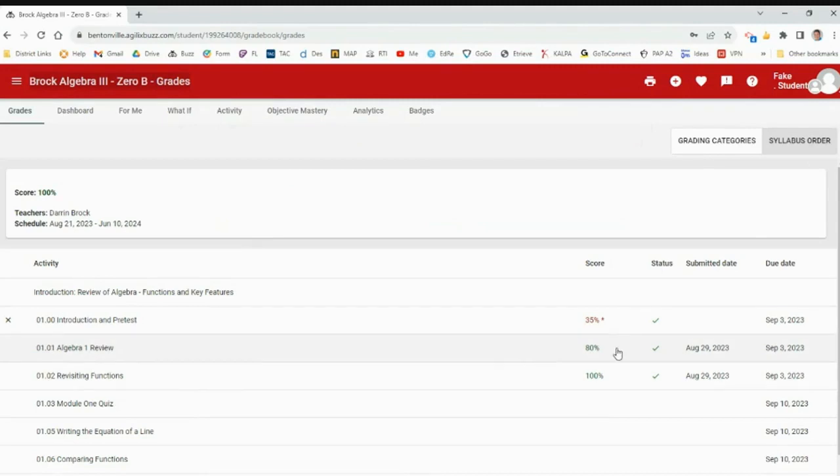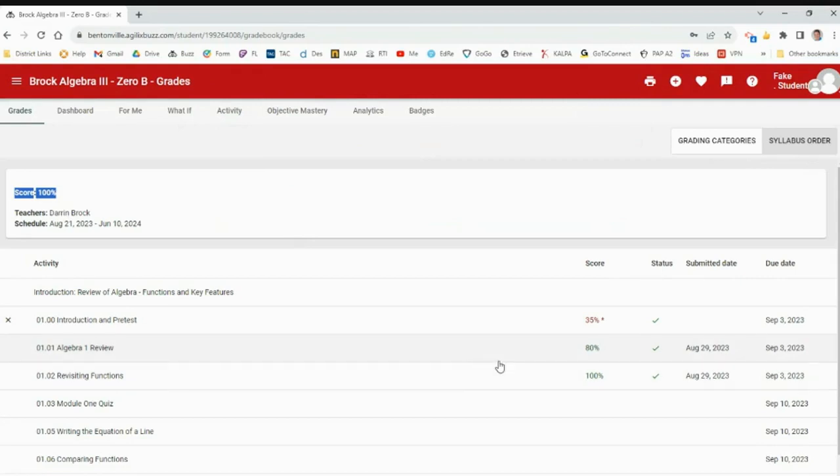Now I did this on purpose to show you. Here's my fake student. He got a 35 on the pretest, an 80 on the review, and 100 on the revisiting functions. Now look at his grade in the class. 100%, because the review and pretest are both practice grades and don't count towards the semester grade. So even though Mr. Fake Student here didn't do too well, he still got 100 in the class right now because this is the only one that counts towards your semester grade.